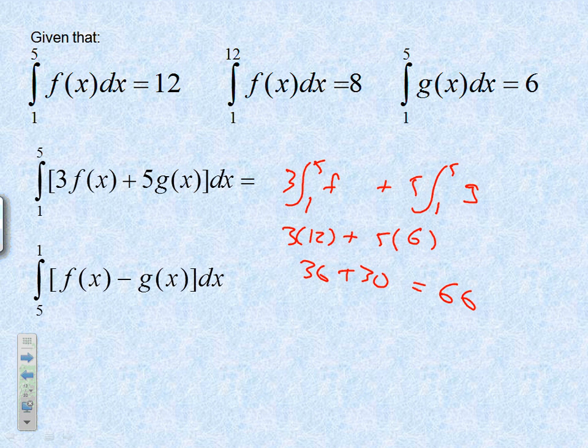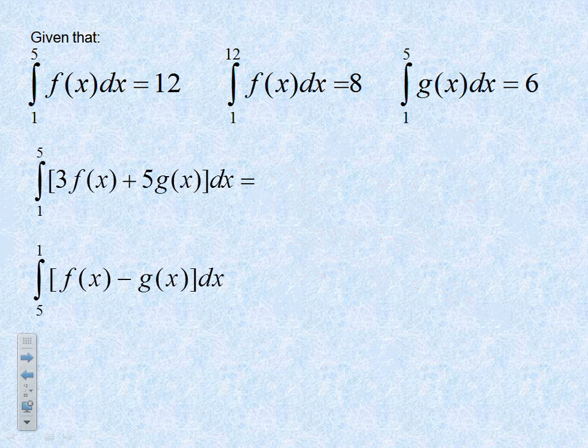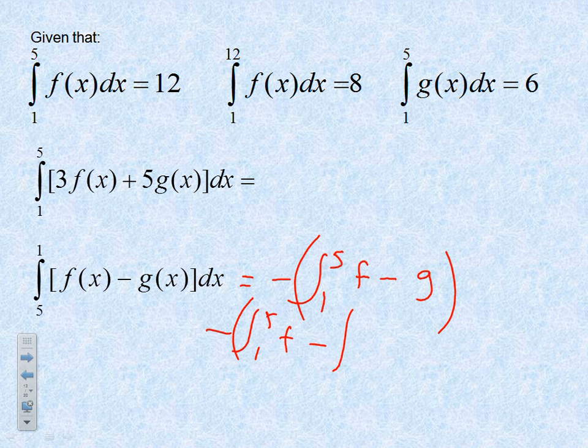Tell me the integral from 5 to 1 of f minus g. One thing I mentioned earlier, get in the habit of putting your bigger number on the top. So I'm going to switch this to the opposite of the integral from 1 to 5 of f minus g. Now that opposite pertains to the whole thing, right? So it's the opposite of the integral from 1 to 5 of f minus the integral from 1 to 5 of g.